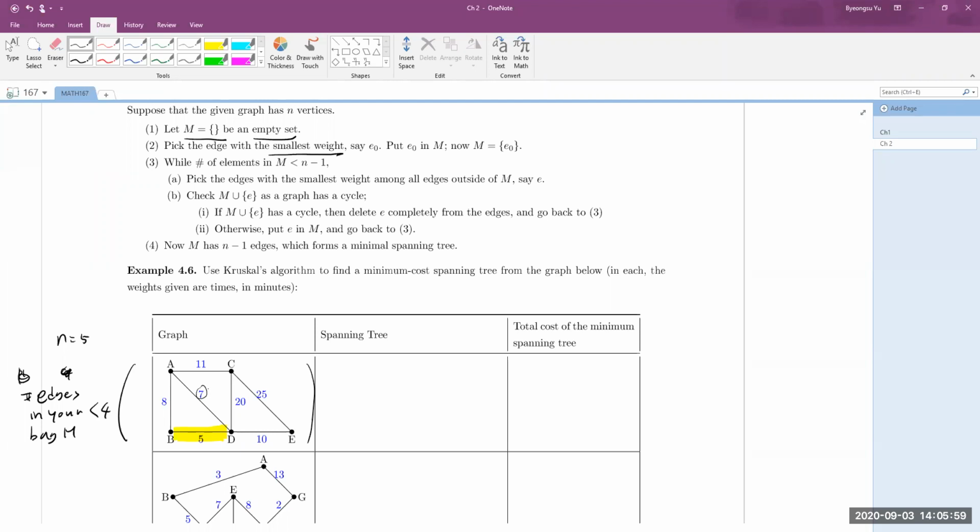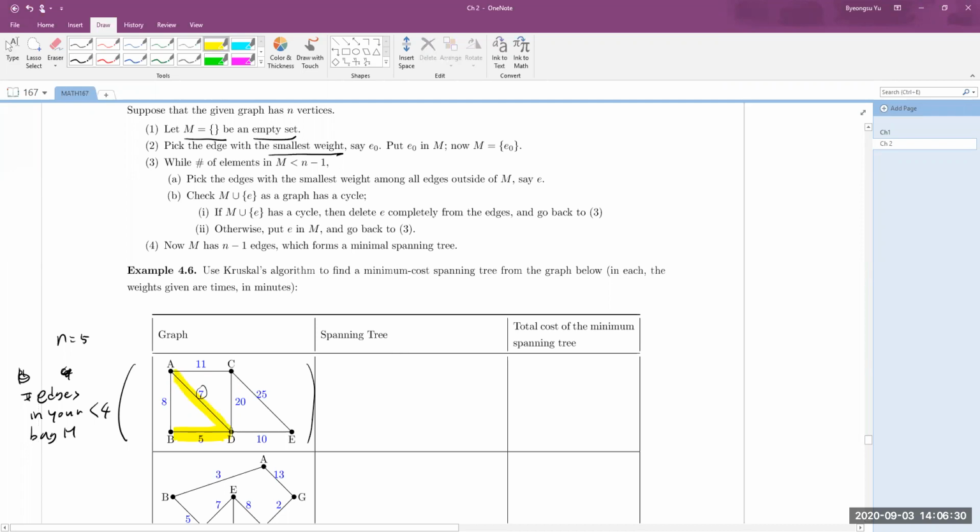So it is just the same as the sorted edge algorithm, but it is much simpler because we do not check whether this edge creates a vertex with 3 edges or not, right? The only thing you need to check is whether your chosen edge creates a cycle or not, right? So in this example, AD doesn't create any cycle, right? So you can add it.